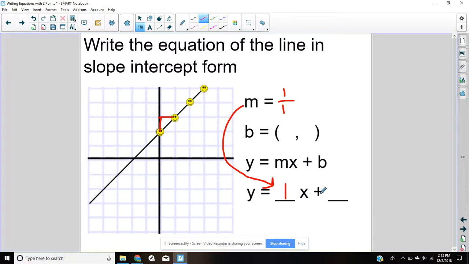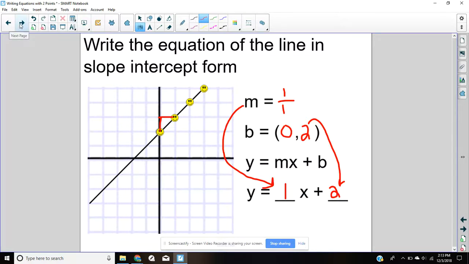Y equals 1x plus something. So what is that something? That something is my y-intercept. B equals (0, ?), and now I have to find where it crosses my y-axis. In this case, it crosses the axis at 2. So y-intercept equals (0, 2). And then I'm going to take that number and plug it right in there. So y equals 1x plus 2. That's my equation.